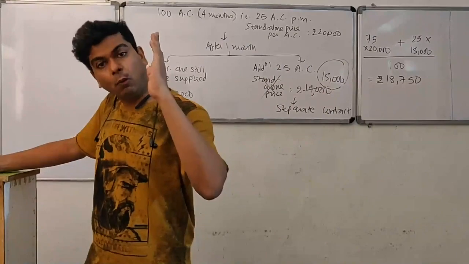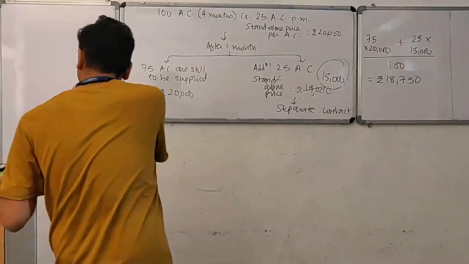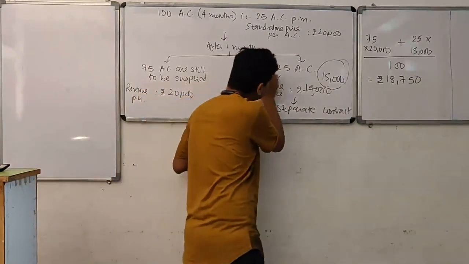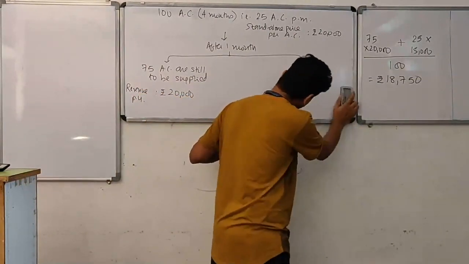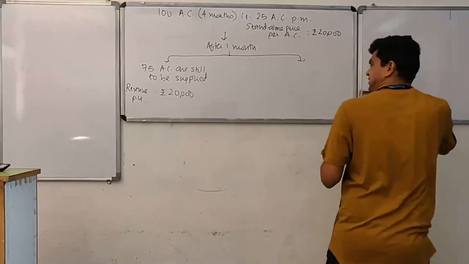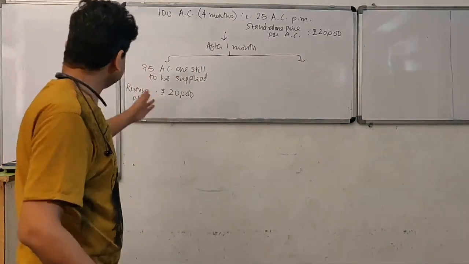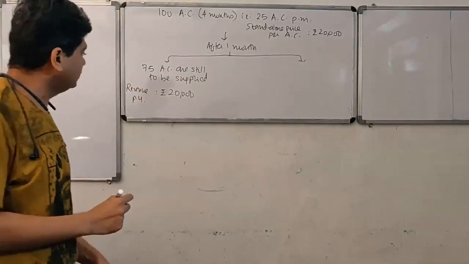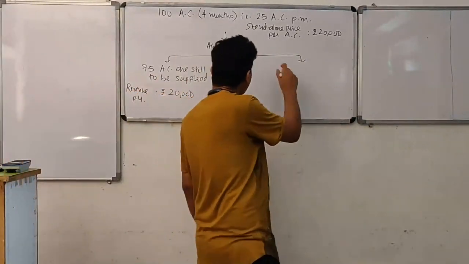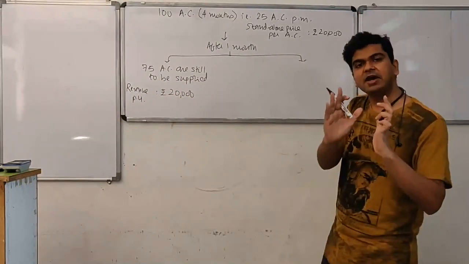Right? What more is possible? Okay. Let's continue with this original illustration only. Right? 100 air conditioners, that was the order given. 1 month has gone by. So now 75 air conditioners are still to be supplied. And you know what happens after 1 month? Our customer calls us. Let's say we are a supplier.